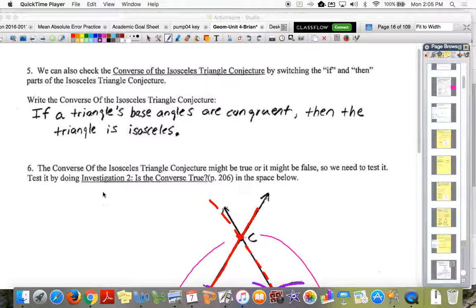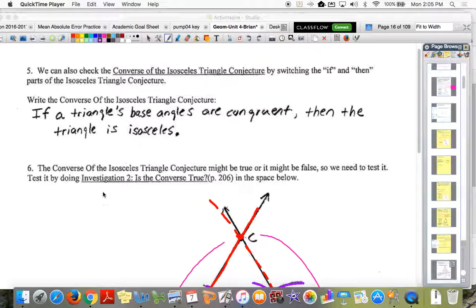One more time, we're going to come back to this idea of the converse, because oftentimes the converse of one of our conjectures is also something we should investigate to see if it is also always true. So the converse of the isosceles triangle conjecture, once again, remember, a converse switches the if and then parts of the isosceles triangle conjecture, or any conjecture.